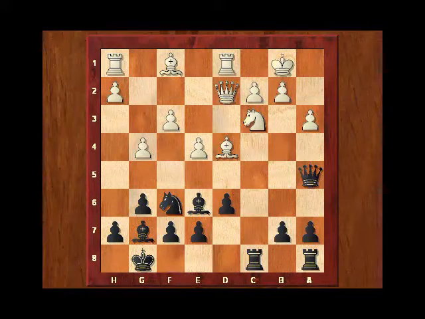Welcome to this training video on the planning approach. Now in this video I will show you 4 positions with the side to move on the bottom of the diagram. We assume that the positions are all positional in nature and that they therefore require a planning approach. Now per position your task is 5-fold.